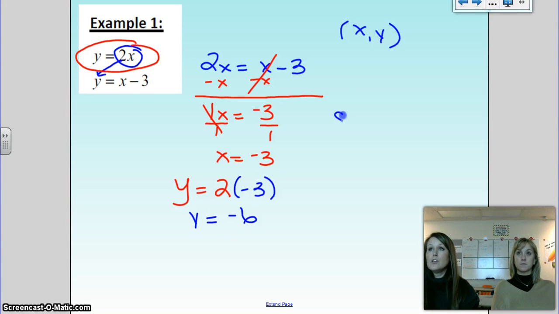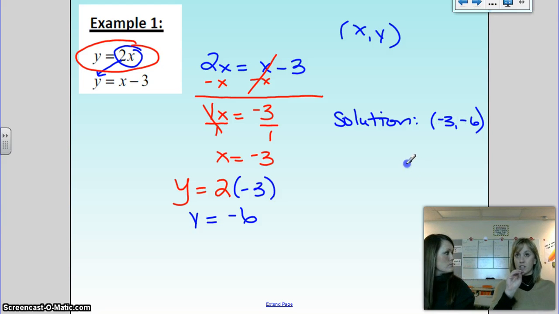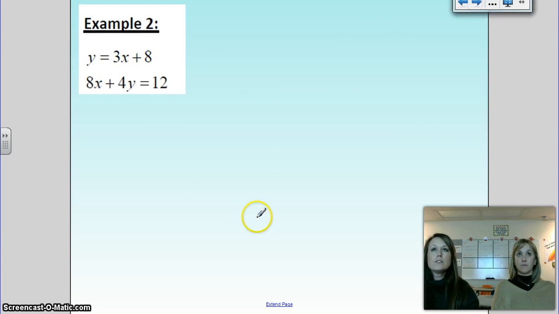So my solution is, remember, only an ordered pair if you put parentheses. So (-3, -6), close the parentheses. So that is our answer. What that's saying is those 2 lines will cross at -3, -6. We didn't graph it this time, but we still found that same answer. If I were to graph it, that's where they would cross. So let's look at another example.